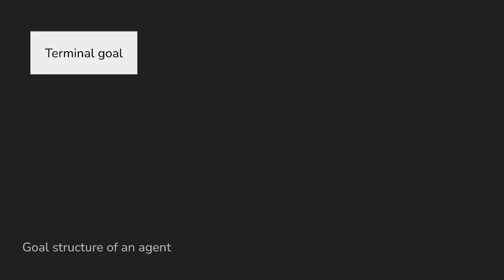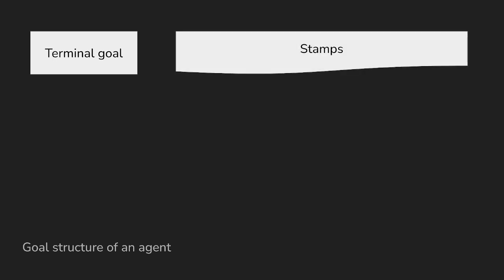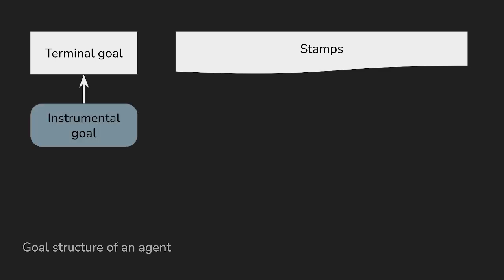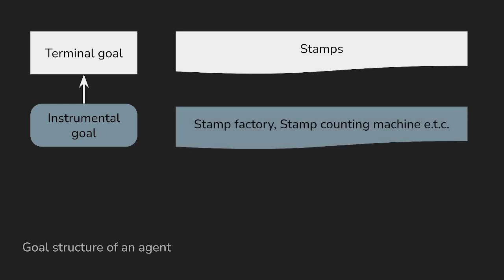Let's say we have an AI as an agent. There is an example story about an AI whose sole purpose is collecting stamps. In this case, its terminal goal would be achieving as many stamps as possible. And to this purpose, it may put instrumental goals that help it achieve its terminal goals. For example, a stamp factory, stamp counting machine, or whatever else helps it achieve its end purpose.